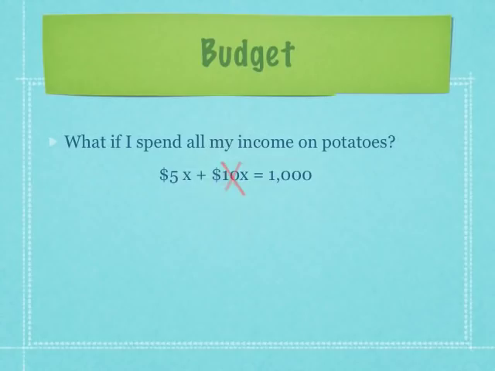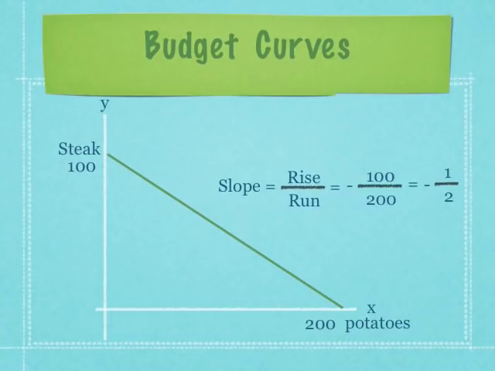It looks something like this, and I have 200 pounds of potatoes. A lot of potatoes. So we can plot this line. If I spend all on steak, it's 100 steak. All on potatoes, it's 200 potatoes. I can easily calculate the slope of the line, which is -1/2.